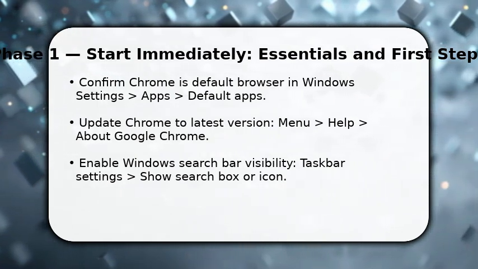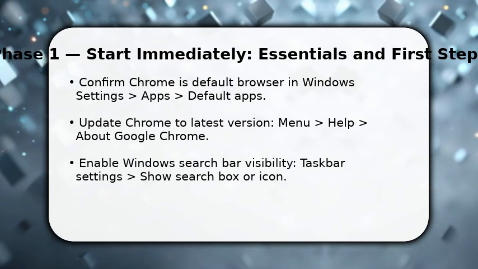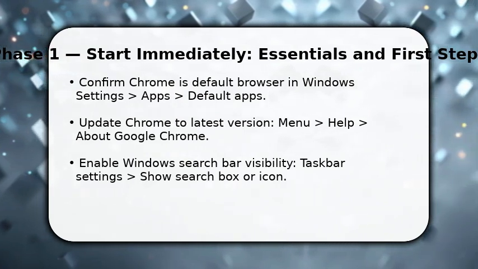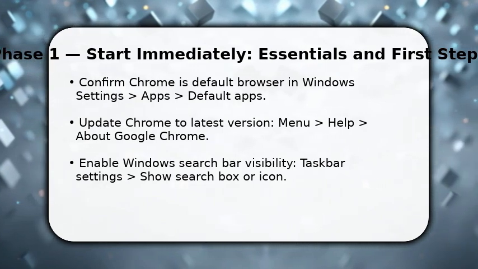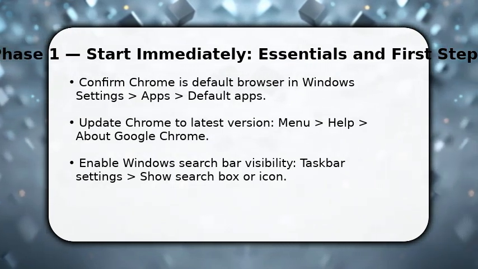Then, reveal the Windows search box on the taskbar. Right-click Taskbar, choose Search. Show search box or icon, because without visibility, you cannot route searches into Chrome.